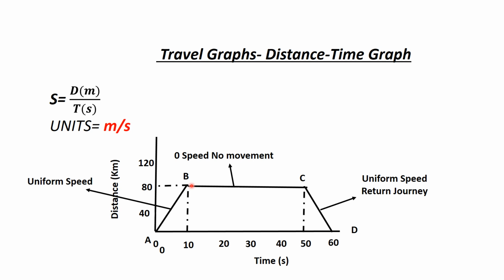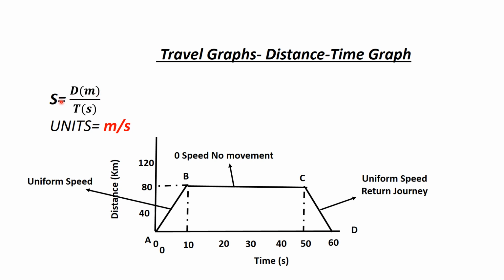So these are the most important parts of this graph. Now, in a case where I want to find this uniform speed, how do we get it? Here we know it's 0, but how do we get the uniform speed here and here? So we use this formula, but it is a bit modified.